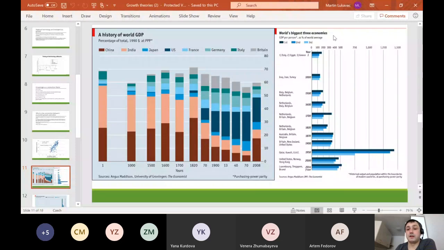A similar take on the issue is to look at the three richest countries at a given point in time. In the year one, it wasn't actually China which was the richest. If you look at GDP per person numbers, it was Italy, Egypt, and Greece which were the richest per capita, but there were much smaller populations than in China or India at the time, and that's why these countries could have been richer, even though the overall GDP was much smaller.